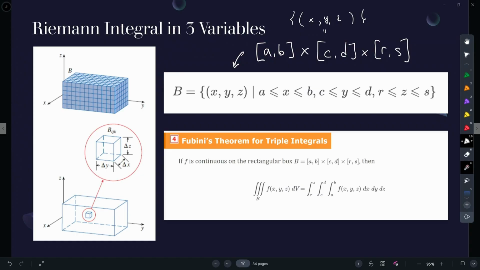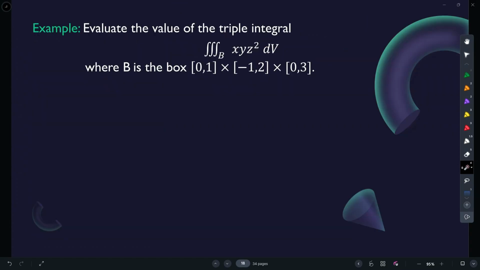So if I want to integrate in that box, Fubini tells me that I can integrate as an iterated triple integral, and that I could also change the limits of integration if it's convenient. So let's see an example where I want to evaluate the triple integral in that box.